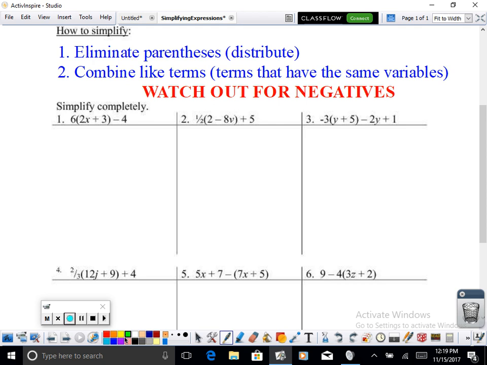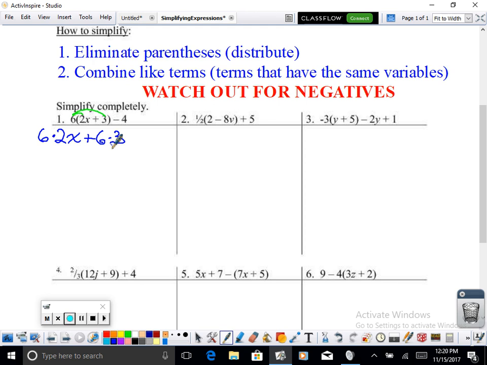Now we've already said I can't add 2x plus 3. I have a constant term in 3 and I have a variable term in 2x, so I can't add them. But what I can do to eliminate those parentheses is distribute that 6. So I'll have 6 times 2x, bring down that plus sign, and then 6 times 3.